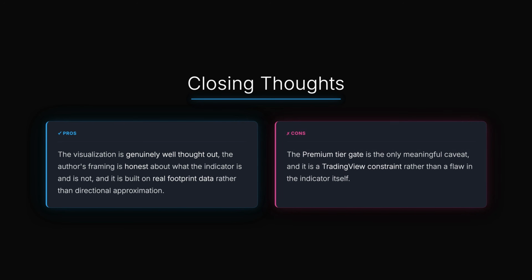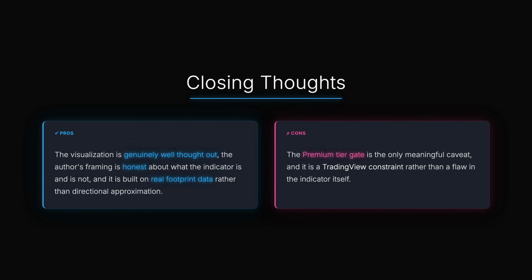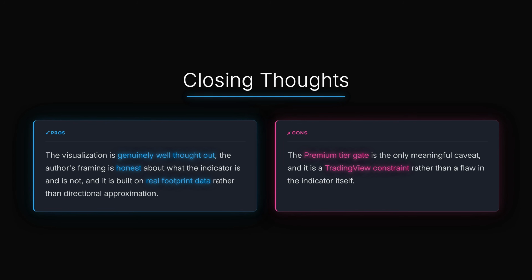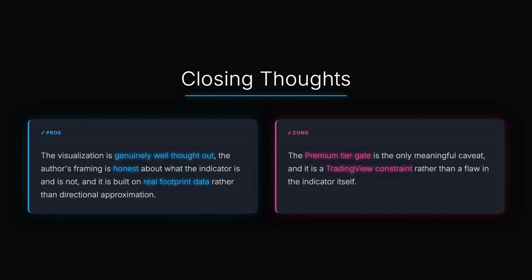The author's framing is honest about what the indicator is and is not, and it is built on real footprint data rather than directional approximation. The premium tier gate is the only meaningful caveat, and it is a TradingView constraint rather than a flaw in the indicator itself.